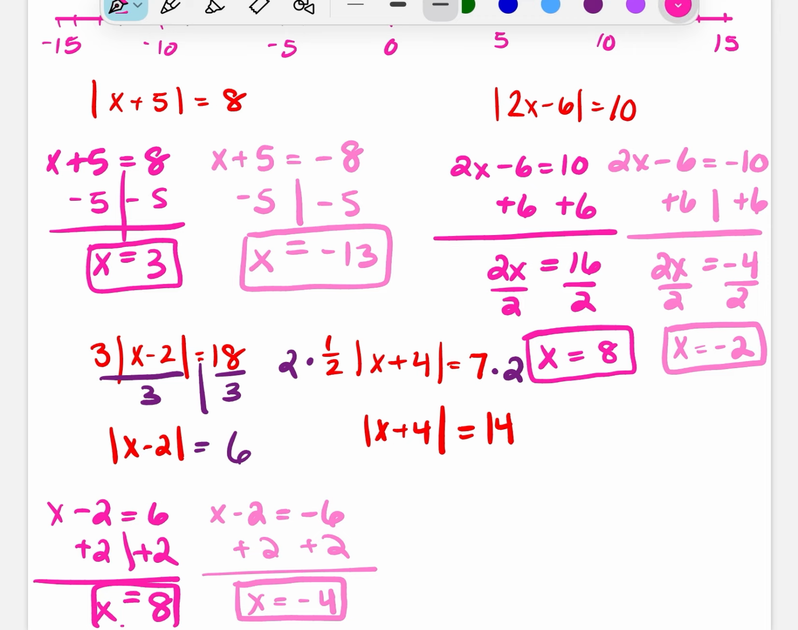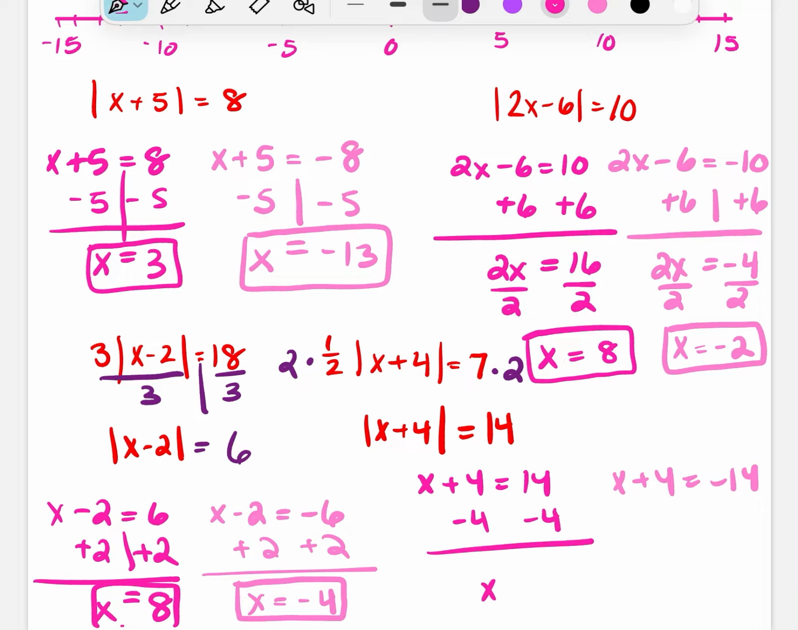Now I have absolute value bars, so I can separate this into positive 14 and negative 14. Negative 14 is also 14 away from 0. To solve, I'm going to subtract 4. X is equal to 10. Or x is equal to negative 18.